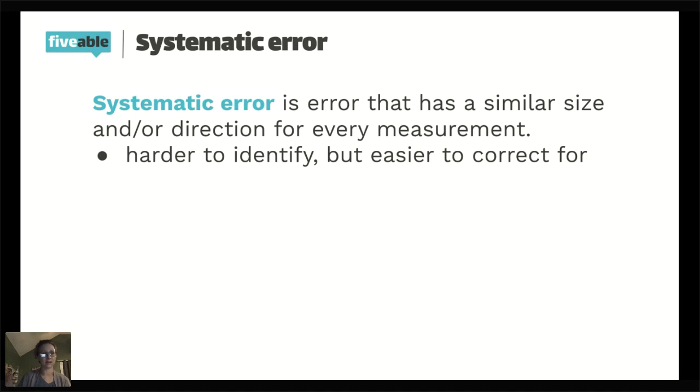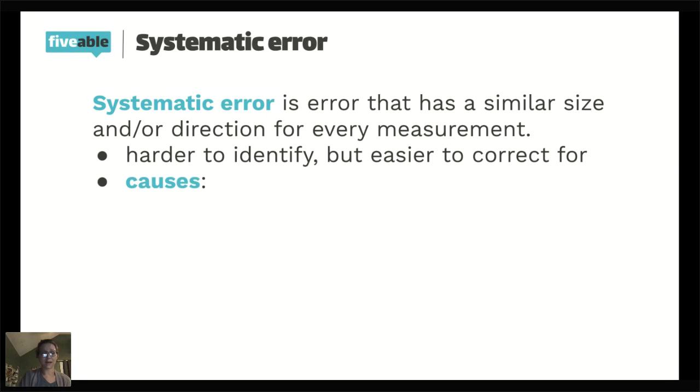And so I could just look at it and mentally add 2, and I knew how fast I was really going. And that's what I mean by it's harder to identify. If I hadn't had some other way to know how fast I was going, I would never have known that my speedometer was off. But it's easier to correct for because I can just say, oh, add 2.